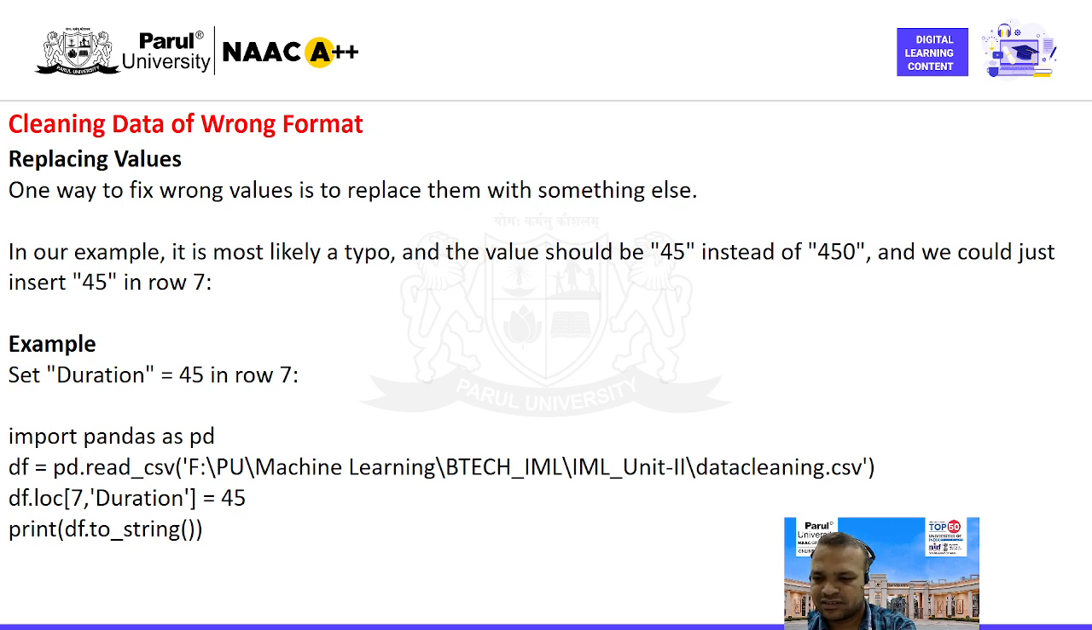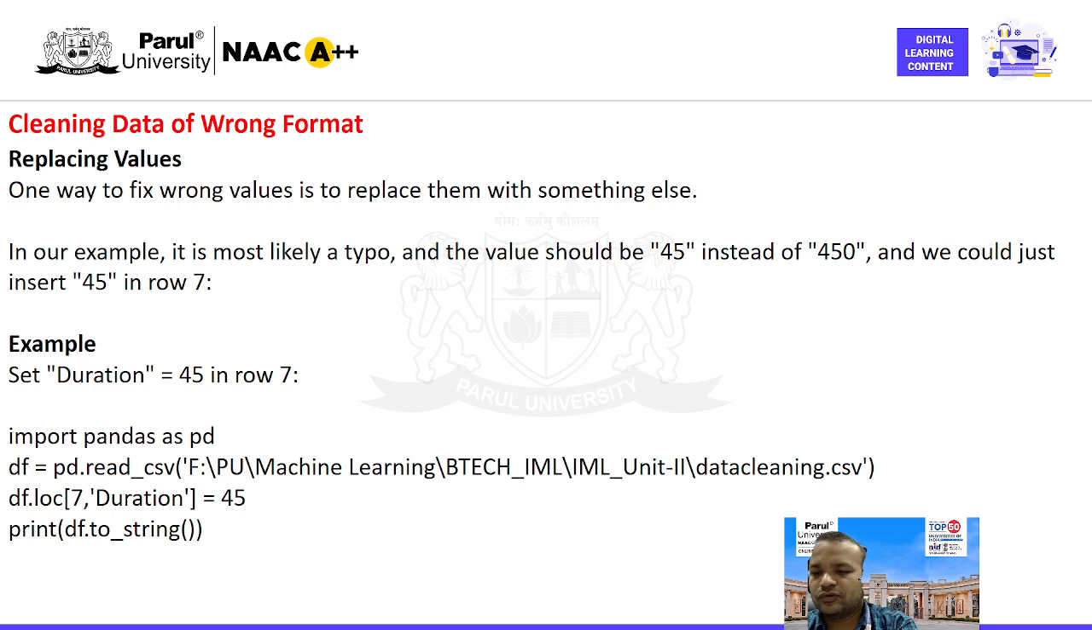How can we insert it? There is a way to fix this wrong value: set the duration equal to 45 in row number 7 of your data set. Duration is the column, you can say feature. Import pandas as pd, the pandas library we use here. Again, df equals pd.read_csv, giving the path where we stored the data set on the PC. We are using the data cleaning data set.